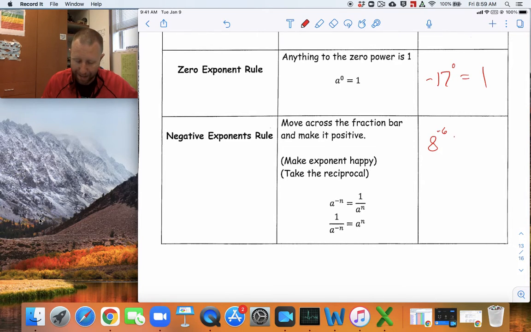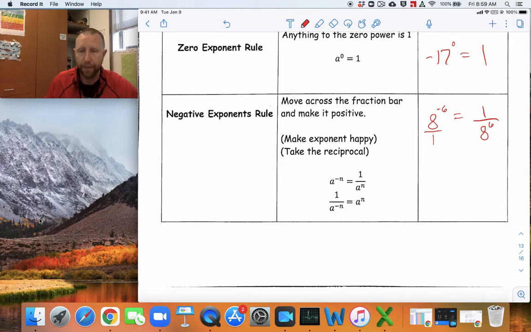To make that positive, you move it to the other side of the fraction bar. And I know you're like, well, that's not even a fraction. What do you mean move it to the other side of the fraction bar? I can make anything a fraction by putting it over 1, right? If I move that to the other side of the fraction bar, it's 1 over 8 to the power of 6. And that's what makes the exponent happy. You just take the reciprocal, okay?